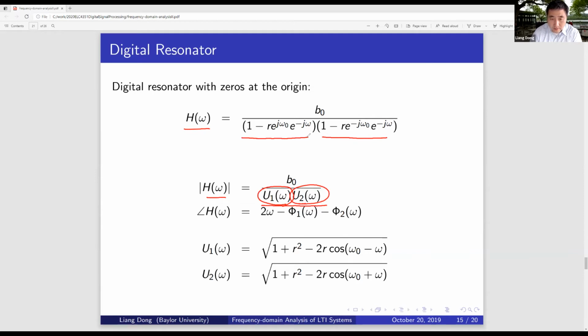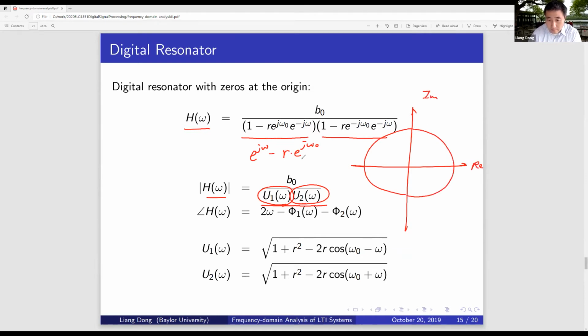So what is that? Well, this in this parenthesis, you can also look at as e to the power j omega subtract r times e to the power j omega 0. Okay, if I put omega out here and another omega out here. So from my Z domain plane, this is my Z plane. I have this term, P1. Just to exaggerate, it's much smaller than 1. So this is P1.